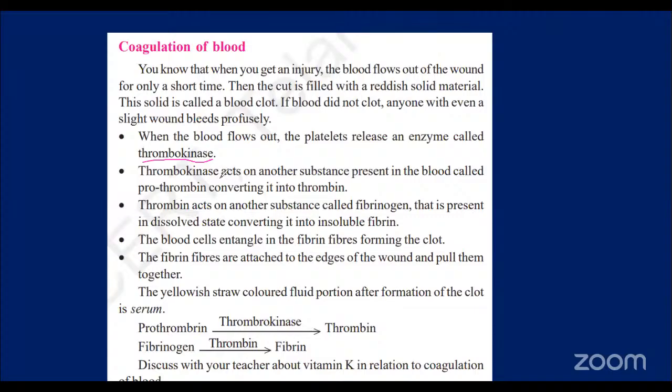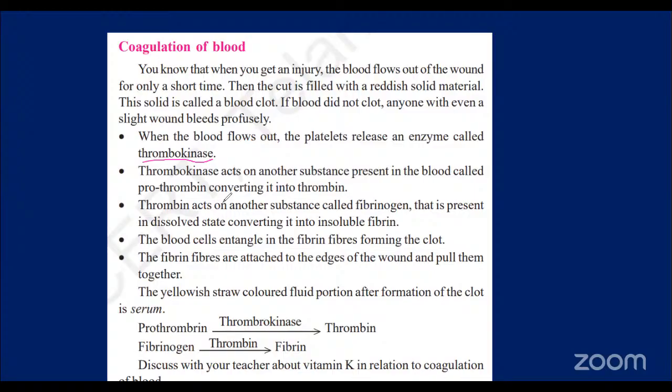This acts on another substance present in the blood, called prothrombin, converting it into thrombin. And thrombin acts on another substance called fibrinogen, that is present in dissolved state, and converts it into the insoluble fibrin. Fibrin, the mass. And again the blood cells entangle in the fibrin fibers, forming the clot. అప్పుడు blood clot చేయడం జరుగుతుంది.